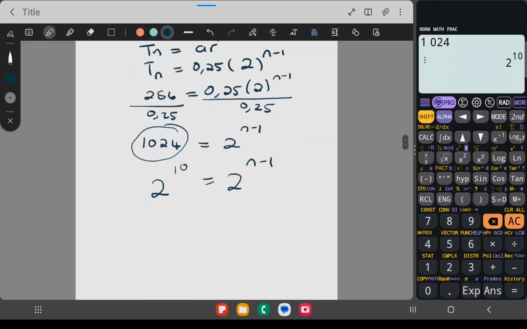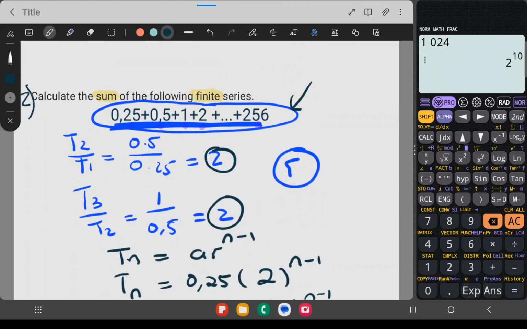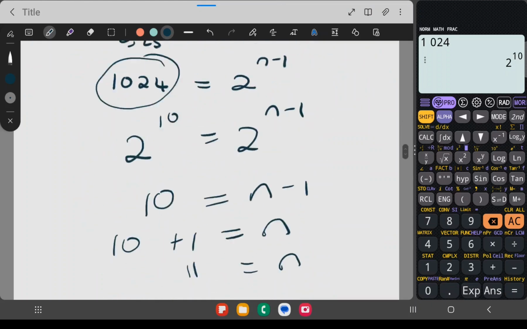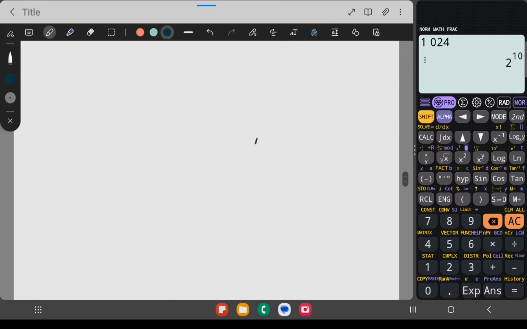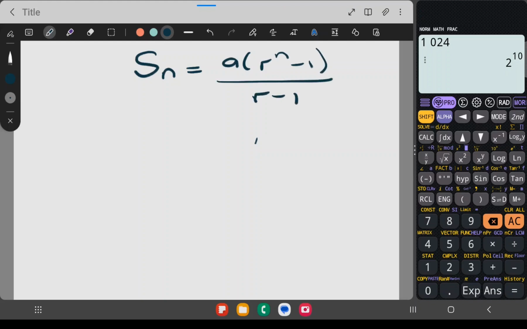Now that the base numbers are the same, they just fall away. I get n to be 10 plus 1. So n is 11. What does this mean? It means there are 11 terms in this series. But the question was to calculate the sum. So I'm going to go down, and I'm going to calculate the sum. So I write the formula down. That's the formula. Then I now know there are 11 terms.